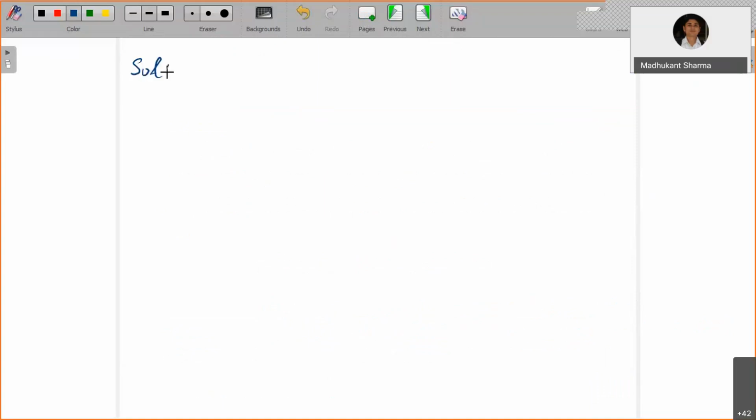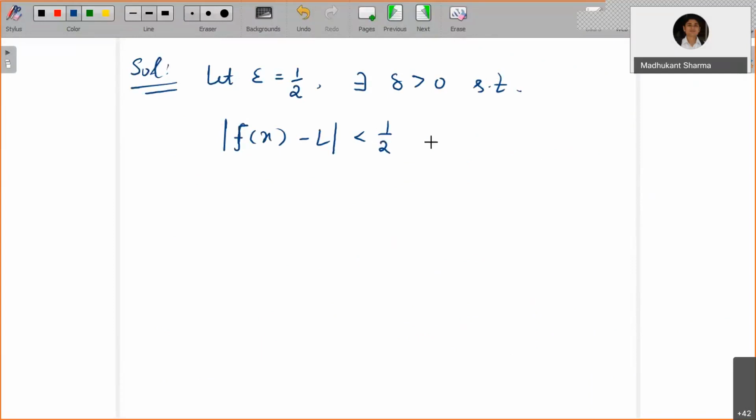So, solution. You can let epsilon be any number. In the reference book, you have seen that it's going to be 1. It's not restricted to 1. You can take 1/2. Okay, epsilon equals 1/2. Then there exists delta such that |f(x) - L| is less than 1/2 whenever 0 < |x - c| < delta.